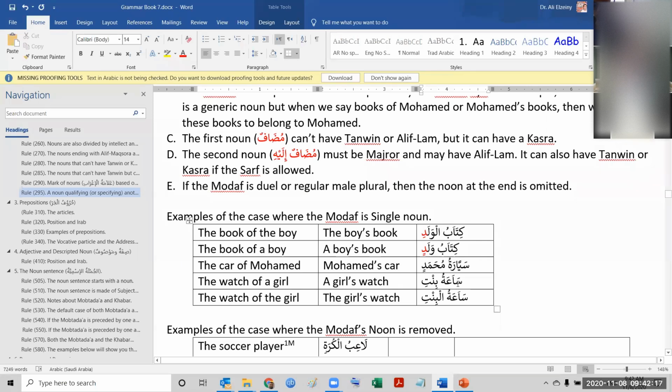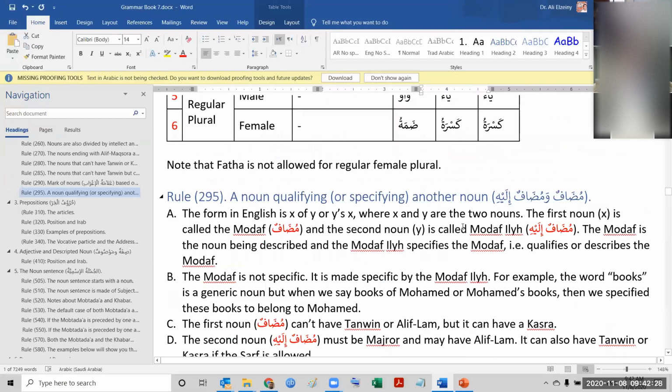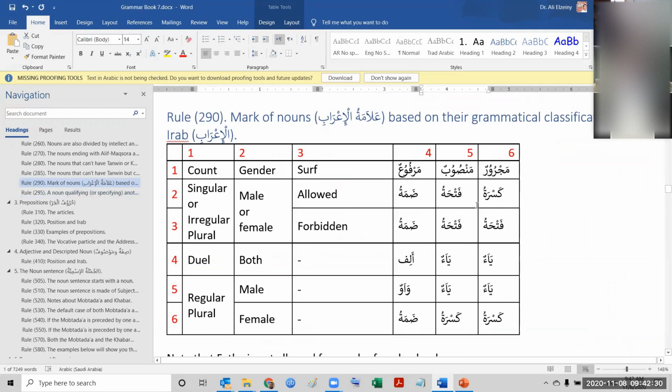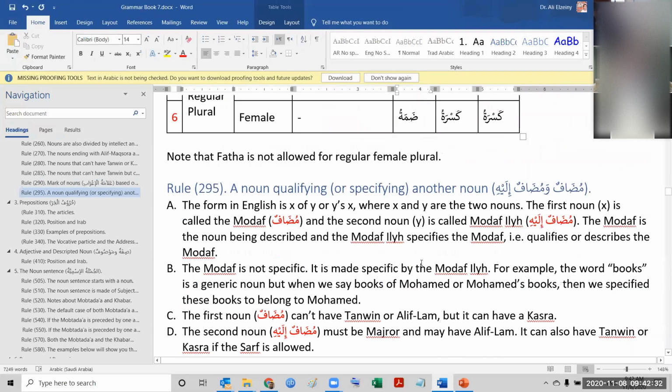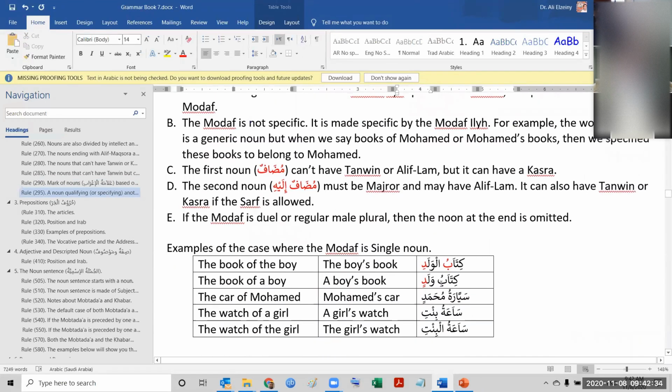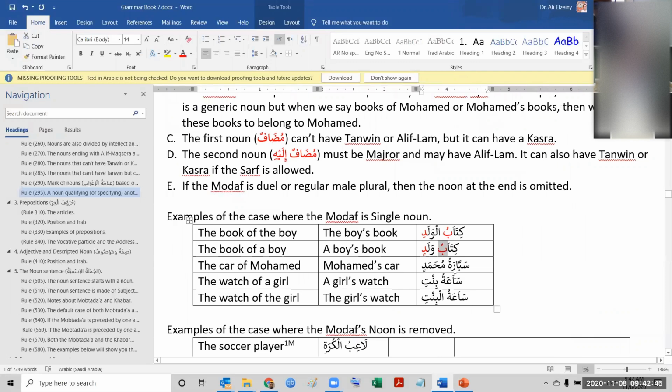Nouns in Arabic. If we have alif lam, we can't have tanween. So you notice this kitabu here is marfu' and the mark is dhamma. The mark for marfu' is dhamma, and here the mark for marfu' is dhamma, no changes, because it's the default case.